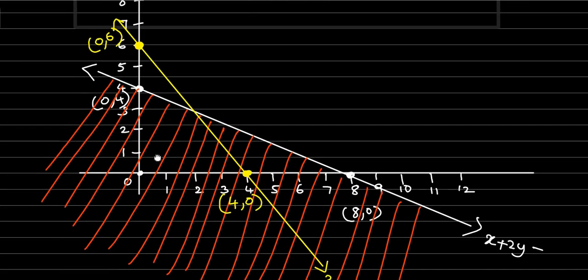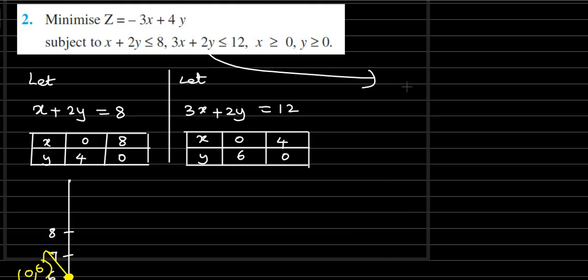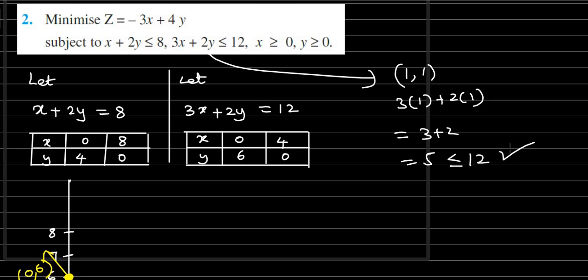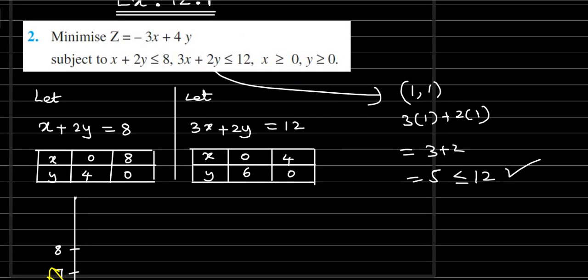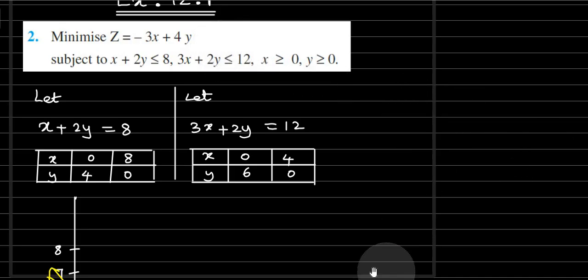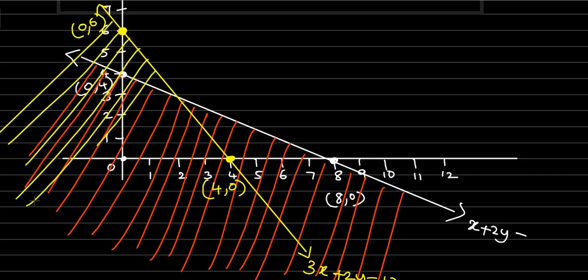Let's take 1, 1. Any point is fine. 0, 0, 1, 1, anything. So if I take 1, 1, 3 times 1 plus 2 times 1, what is the answer? 3 plus 2, which is 5. Is 5 less than or equal to 12? Which is true. The condition is satisfied. That means any value which lies this side, that particular point satisfies the condition. So what we can conclude from this is that for the second inequality, we have the solution this side.